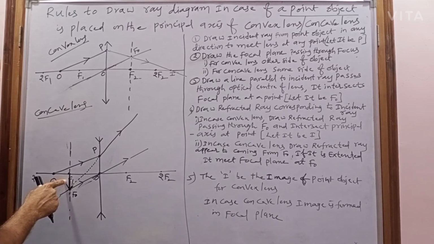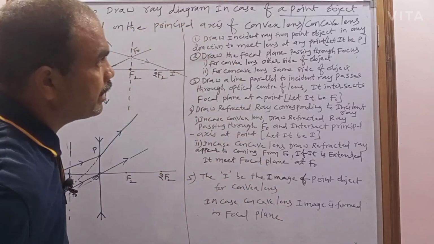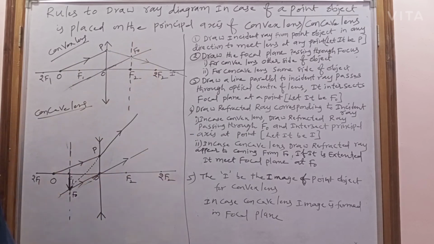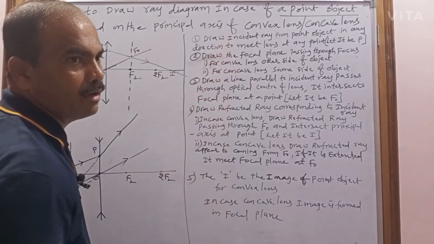So in the focal plane, you can observe the image. This is the image for this point object. These are the rules to draw the ray diagram in case of a point object placed on the principal axis of a concave lens.